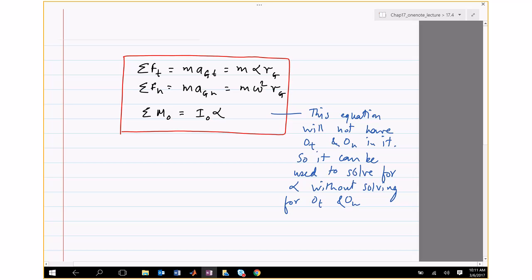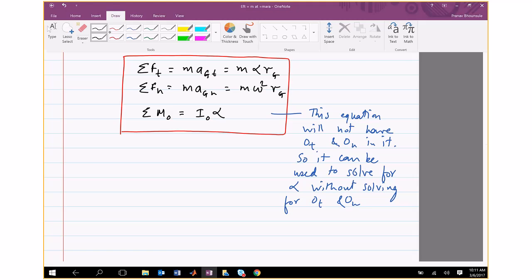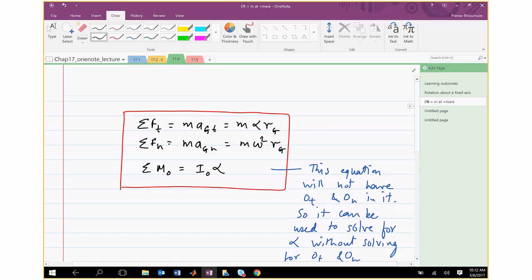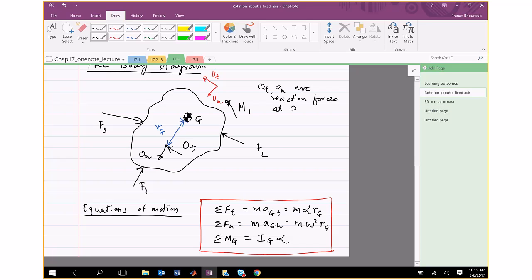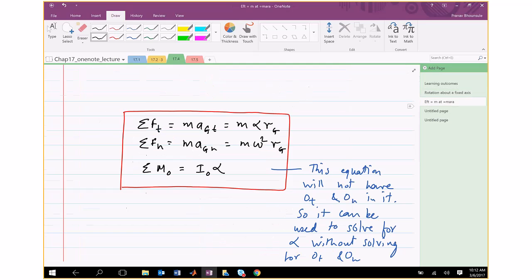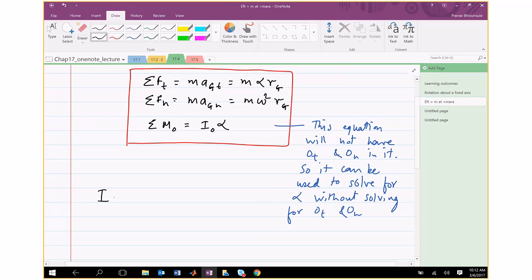So then the question is, how do you find IO? IO can be found using the parallel axis theorem. IO is the inertia about this point. Inertia about this point is inertia about G plus mass times the distance between G and O. So in this case, IO is IG plus mass times the distance squared.